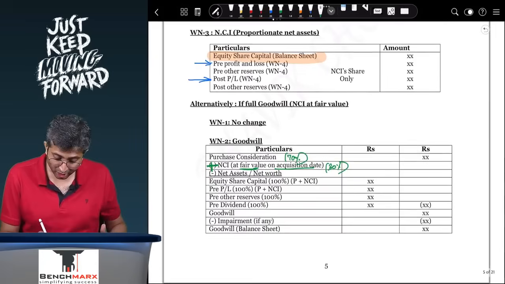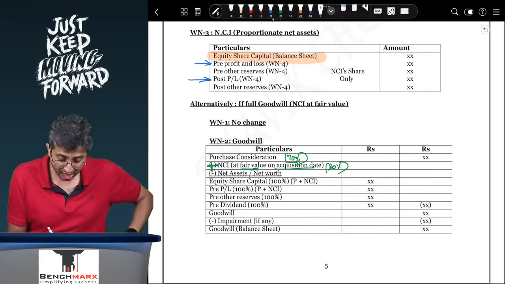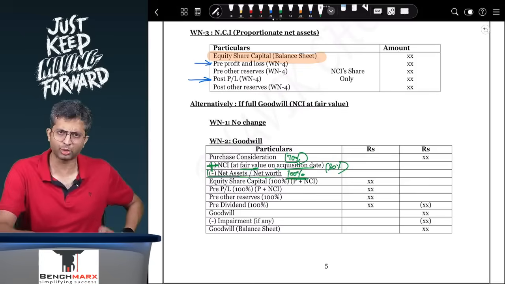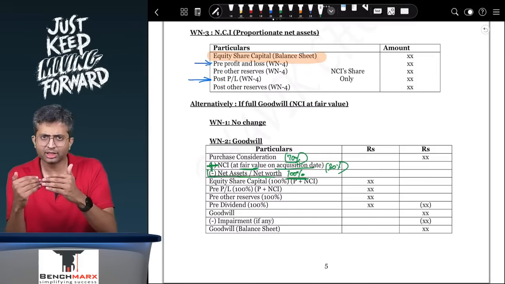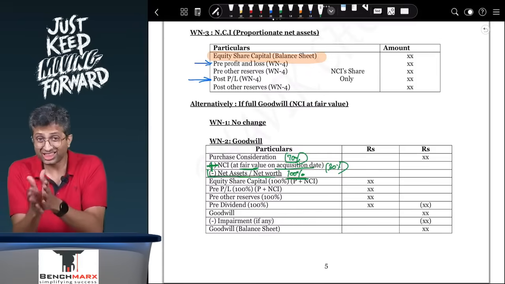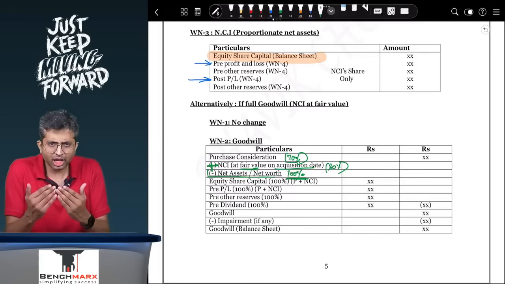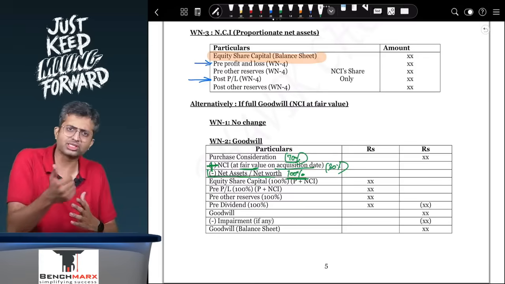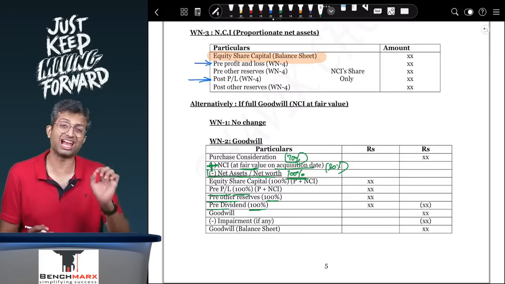Now, since I am no longer comparing just 70%, I am now comparing 70 plus 30, that is 100%, in which case I will compare this with 100% of the net assets or 100% of the net worth. So, equity share capital earlier used to do 70% to the parent, 30% to NCI, pre-profit 70% to parent, 30% to NCI. Now, the NCI as on the acquisition date is taken in working note 2 itself, and hence the share capital attributable to NCI will also come here. The reserves pre-acquisition attributable to NCI will also come here, and hence we will take the pre-P&L, pre-other reserves, pre-dividend, everything 100% will come over here, and that will give you the full goodwill.